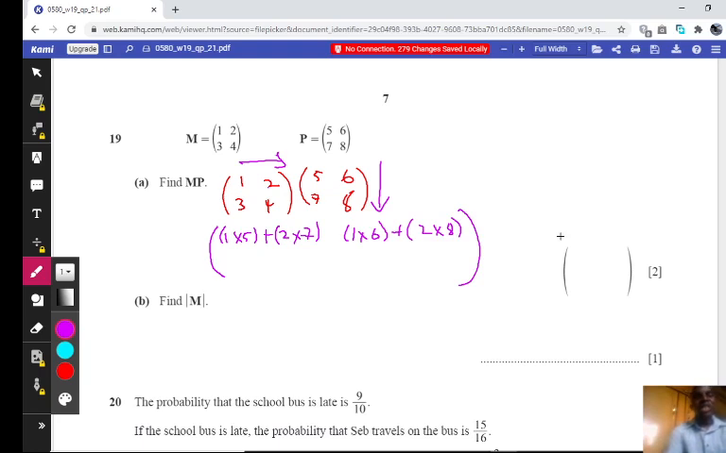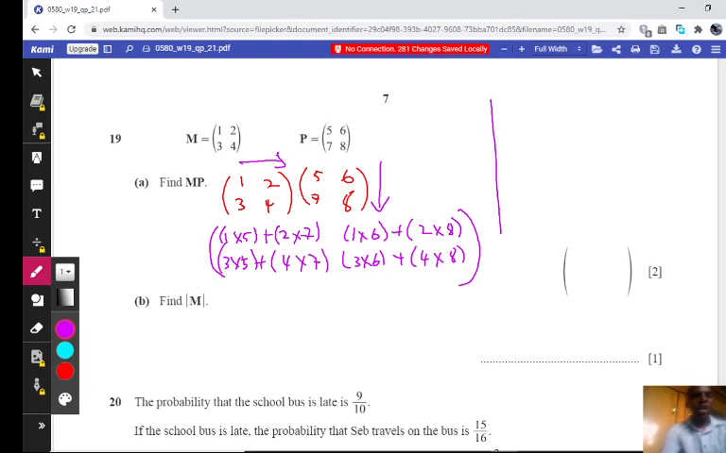Second row, the same way that you have done with the first row, you also do with the second row. 3 times 5 plus 4 times 7. Then on the second row, second column, 3 times 6 plus 4 times 8. Then simplify.